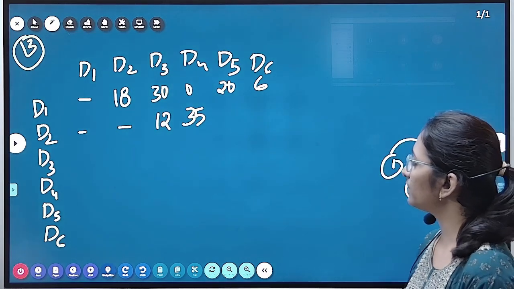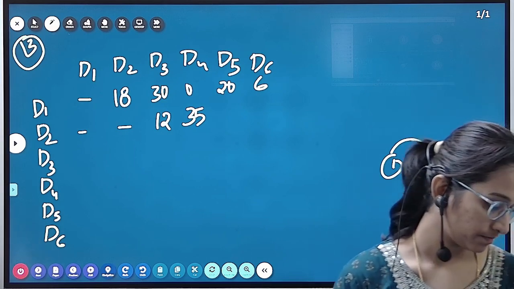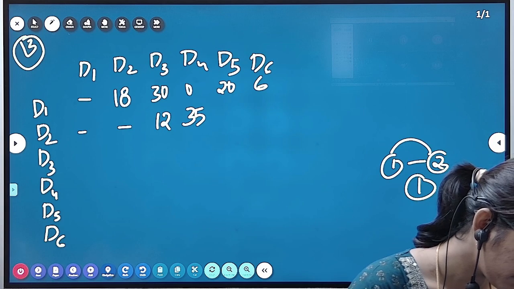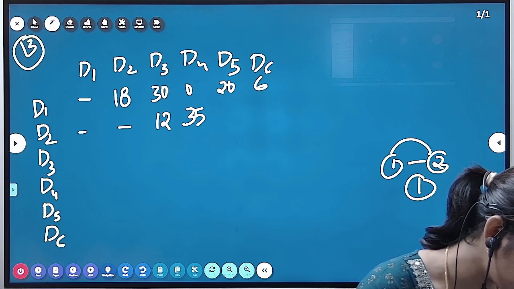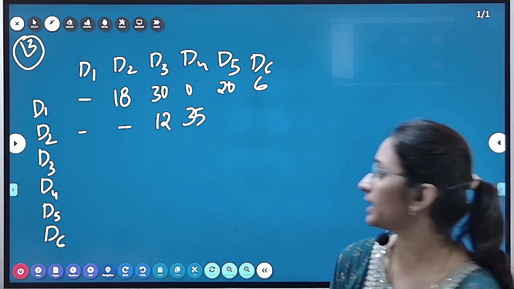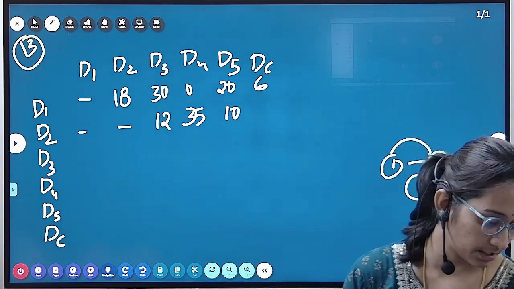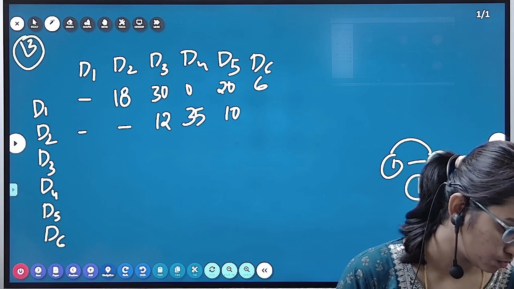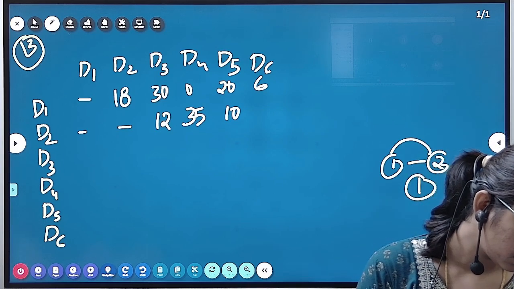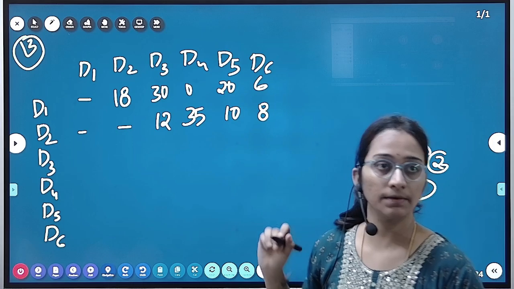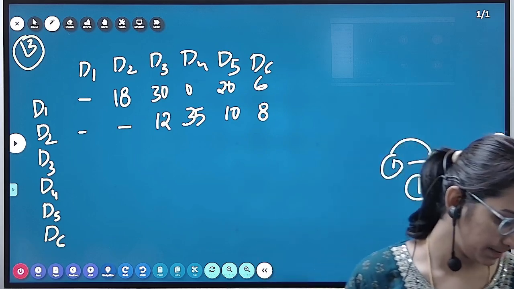So D2 to D5, how much is it? D2 to D5, it's 0, right? Yes, ma'am. No, D5 to D2 is also there, 10, no? It's 10. Next, what is the value for D6? 2, 2 plus 8, so this is 8. Okay. Next, tell me fast.